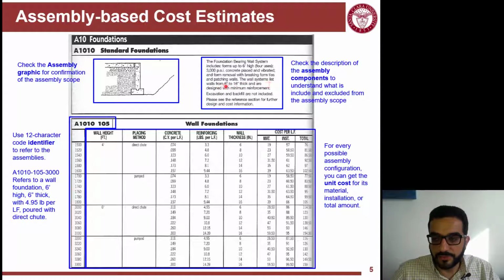The thickness can be from 6-inch all the way to 16-inch, and they are designed with minimum reinforcement. So they tell you that this is a typical wall for typical loads with minimal reinforcement. They also always look for exclusions. So excavation and backfill are not included.